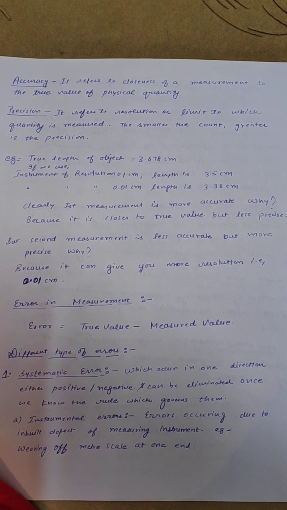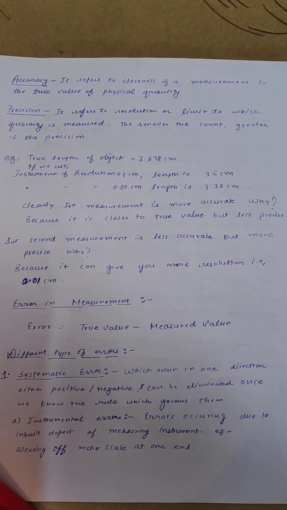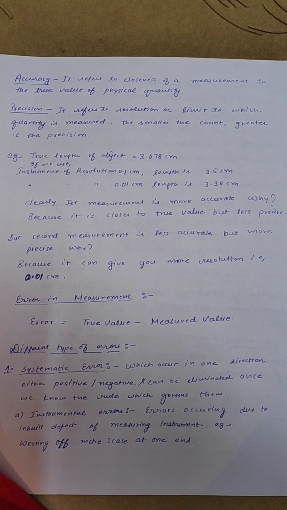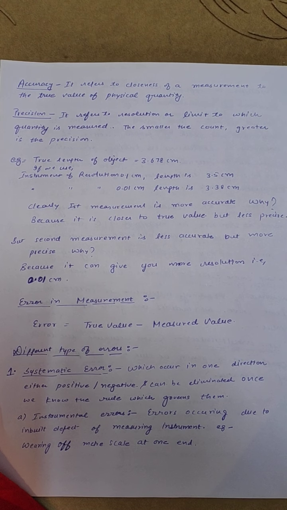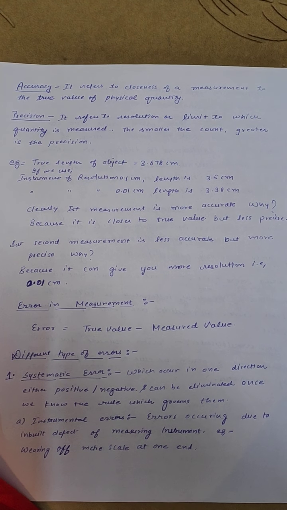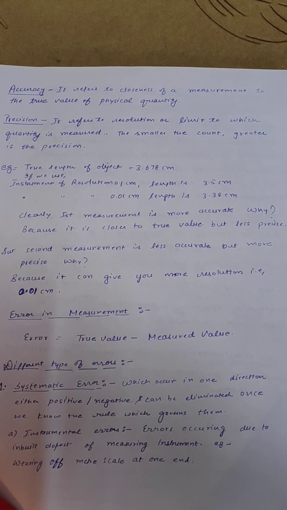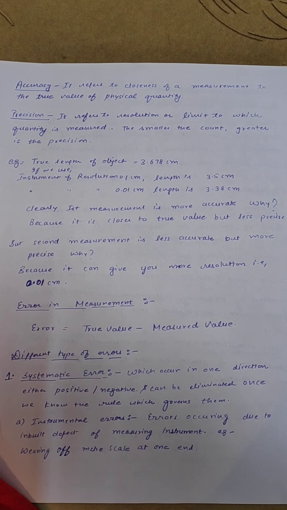And the other term is precision. It refers to the resolution or limit to which quantity is measured. The smaller the count, the greater will be the precision. Let us understand these two terms with the help of an example.